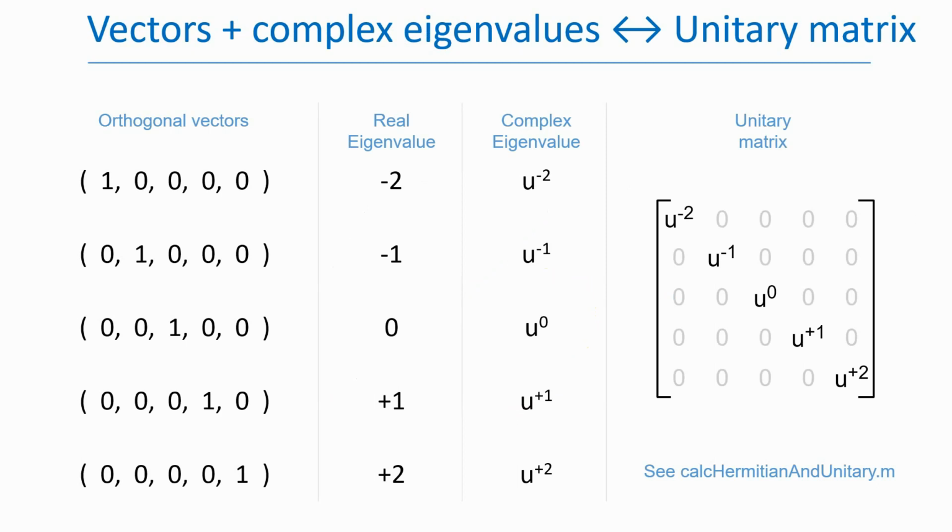If we apply this to the real eigenvalues of an observable matrix, we can compute complex eigenvalues. Mathematically, the orthogonal vectors and a corresponding set of unit circle eigenvalues specify a unitary matrix, and vice versa. Tilt, slide, and phase are all unitary matrices.